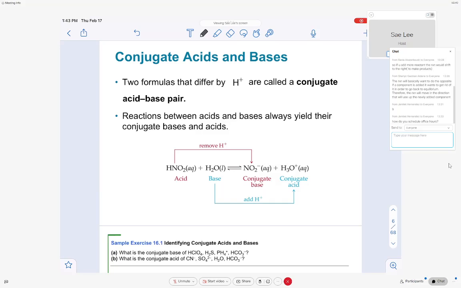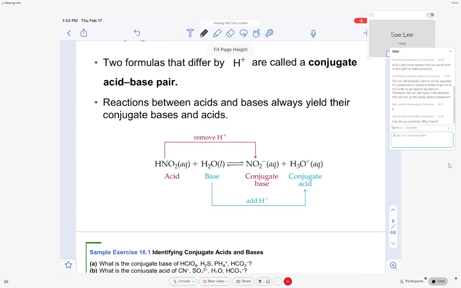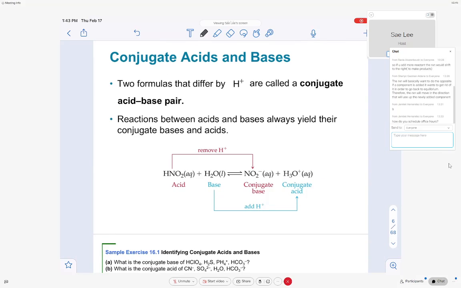So, for example, consider this acid-base equilibrium reaction between nitrous acid, this is nitrous acid, and water, okay, forming nitrite ion and hydronium ion. As you can see from the equation, in the forward reaction, nitrous acid donates a proton to water, okay.